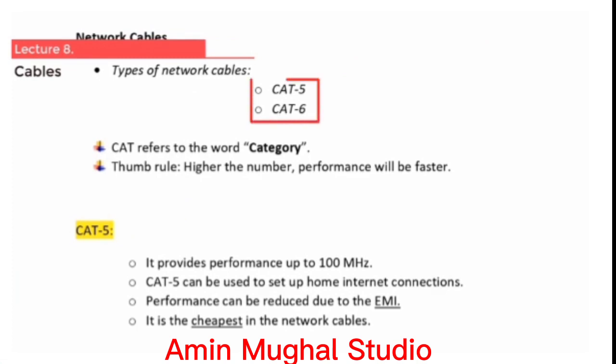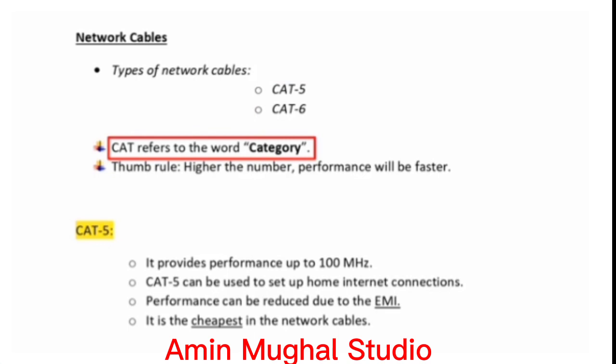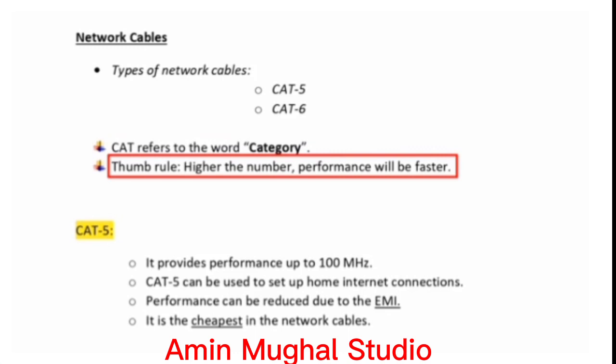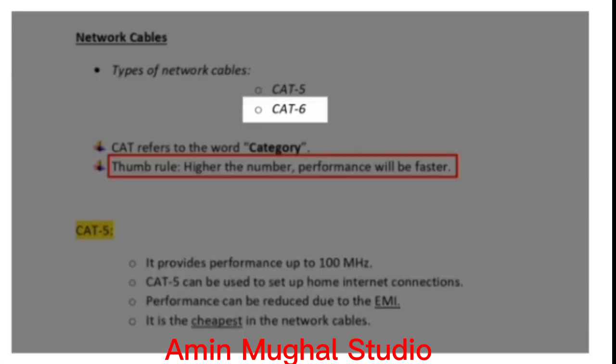After that, let's talk about Cat6 and Cat5 cables. Cat6 is the most popular cable, whereas Cat5 is a little bit older technology. In its name, cat refers to the word category, and the rule of thumb is the higher the number, the faster the performance. Speed and frequency will be higher in megahertz. In Cat6, cat refers to the word category, whereas the number represents the capability of the cable, how fast it can transmit the data or signal.